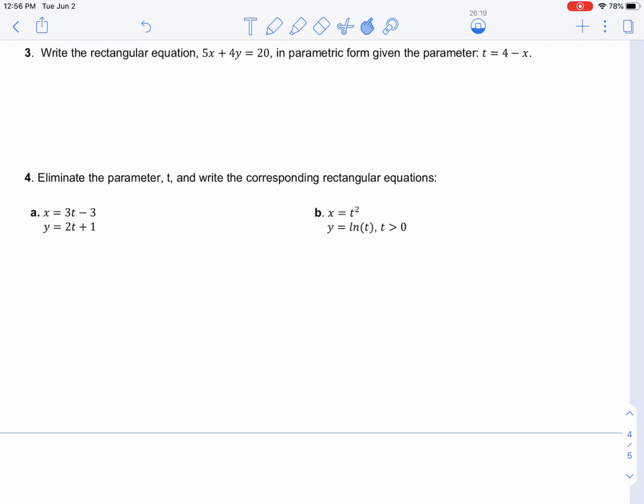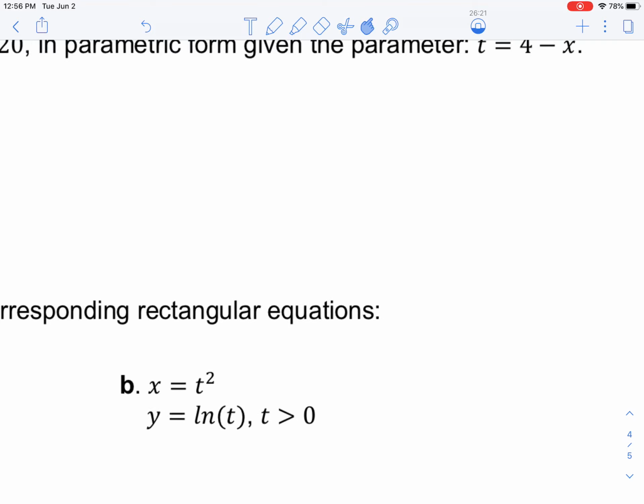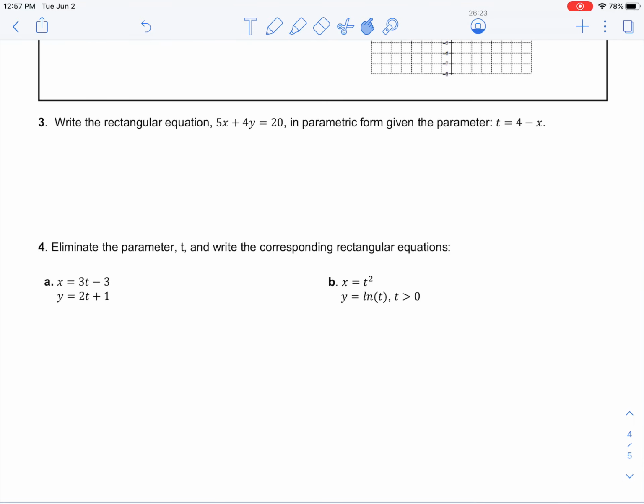This video is going to take you through practice 3 and 4 of your parametric equations day 1 notes. So to start, question 3 says, write the rectangular equation 5x plus 4y equals 20 in parametric form given the parameter t equals 4 minus x.